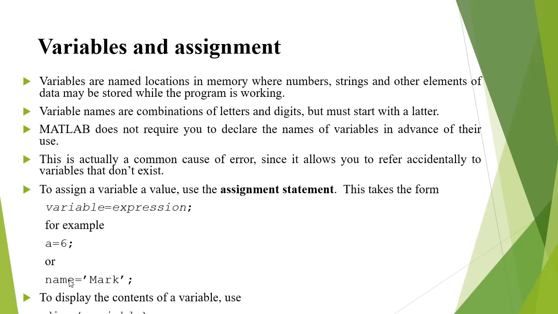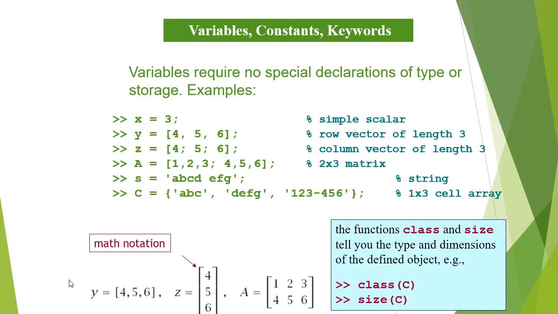So for us to be able to display the content of a variable, we use the display function. Here are our examples of how we look at variables. I said variables require no special declaration of type or of any storage. For instance, you can say X is assigned value 3.